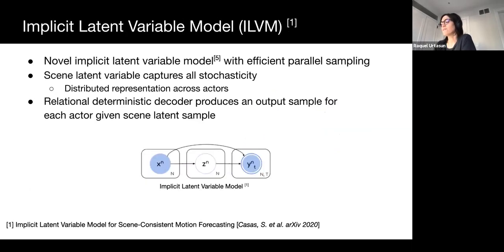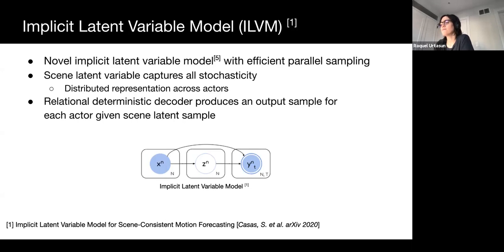To tackle the issues with the social autoregressive formulations, we propose an implicit latent variable model that features parallel sampling of trajectories. The idea is to have a scene latent variable responsible for capturing the unobserved scene dynamics. In fact, we make this latent variable continuous and assume it captures all stochasticity in the scene. We adopt a distributed representation across actors in an interaction graph such that it scales to any scenario. Then a deterministic decoder can produce a consistent trajectory for each actor in the scene given a scene latent sample.